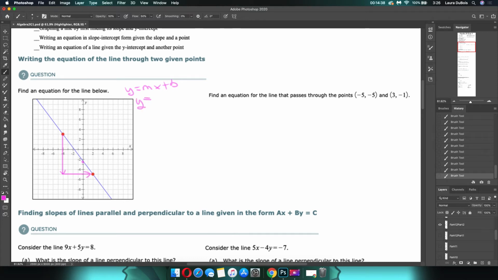So how far do we go? We start at 3 and then stop at 5, so we're going down 8. We're starting at 4 and we're stopping at 2, so 6. 8 over 6 simplifies. So that's 8 over 6, which is going to be 4 over 3. Okay, so negative 4 over 3x.